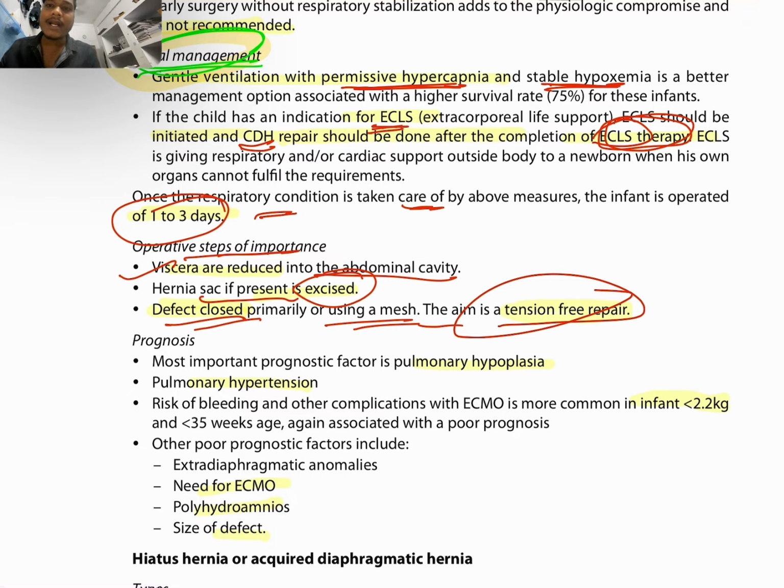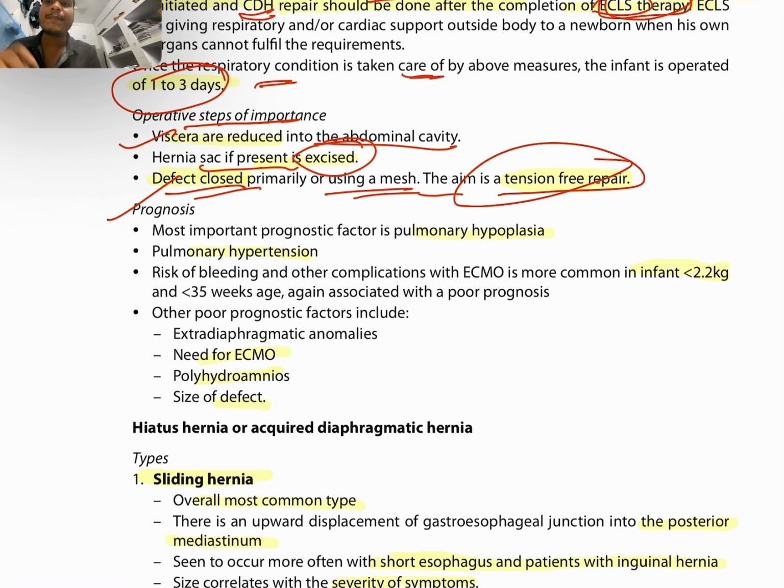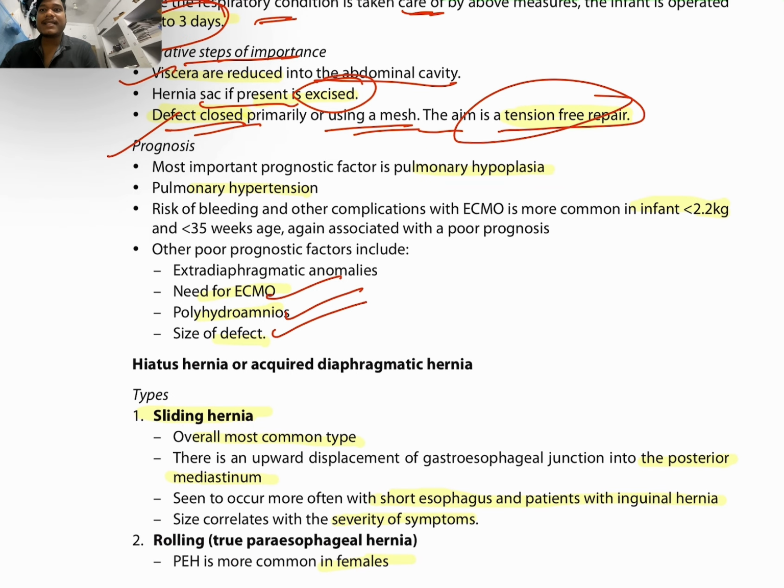So what are the factors that affect the prognosis? First, the most important prognostic factor is pulmonary hypoplasia. It may also cause pulmonary hypertension. After that, the risk of bleeding and complications with ECMO are more common in infants, obviously occurring in low birth weight children. The other prognostic factors are the need for ECMO, polyhydramnios, and size of the defect. So this generalizes what we have studied. We have covered the complete topic of congenital hernia.